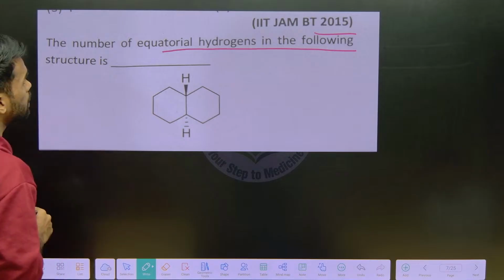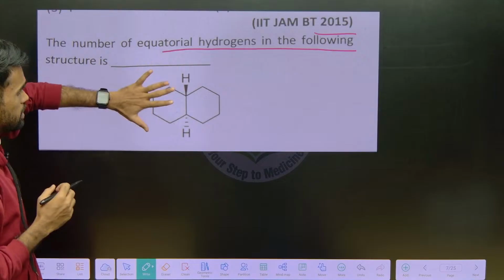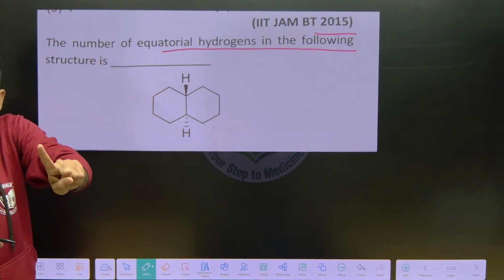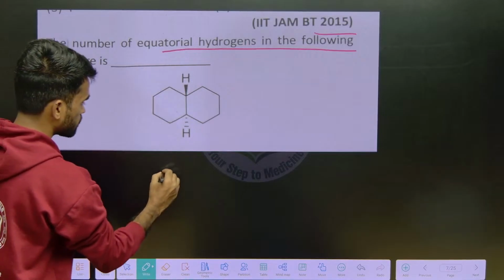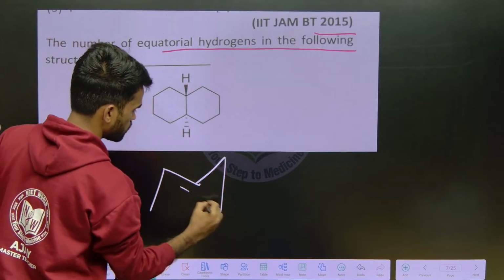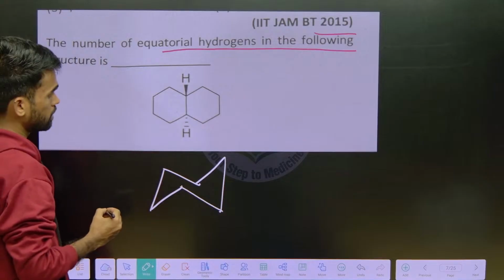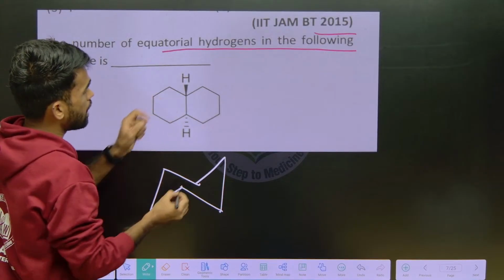Number of equatorial hydrogens in the given structure. Till now I have explained one cyclohexane ring. Now it is in the condensed form. So just write it in this way.